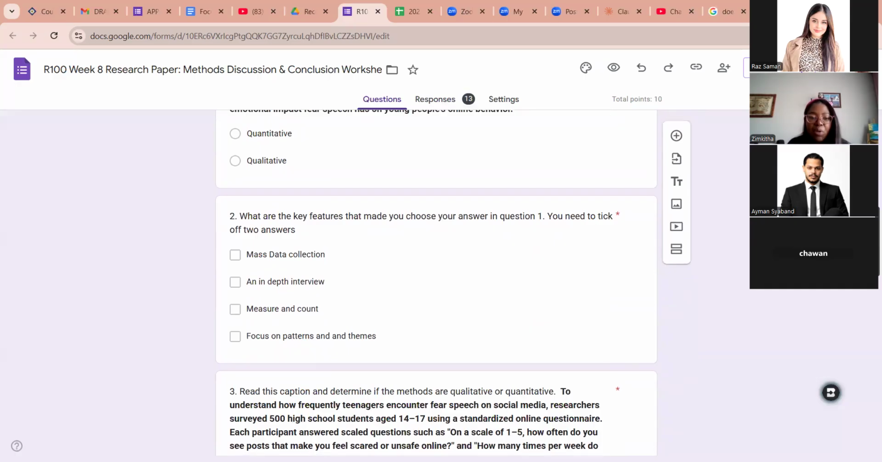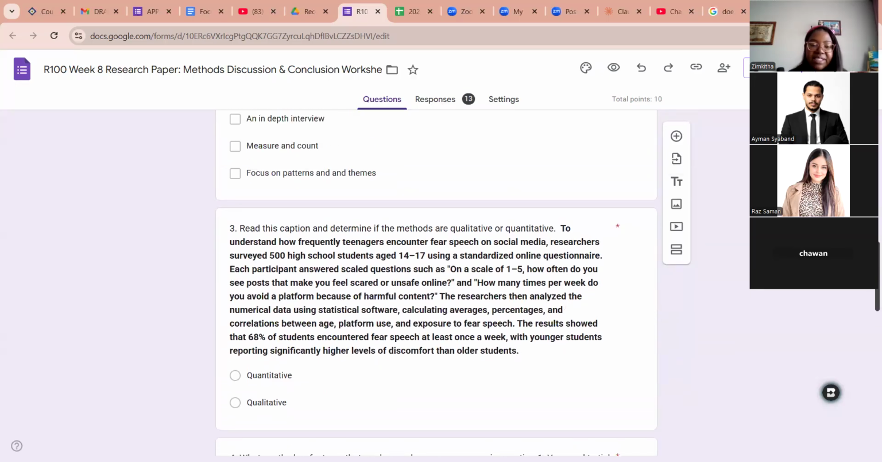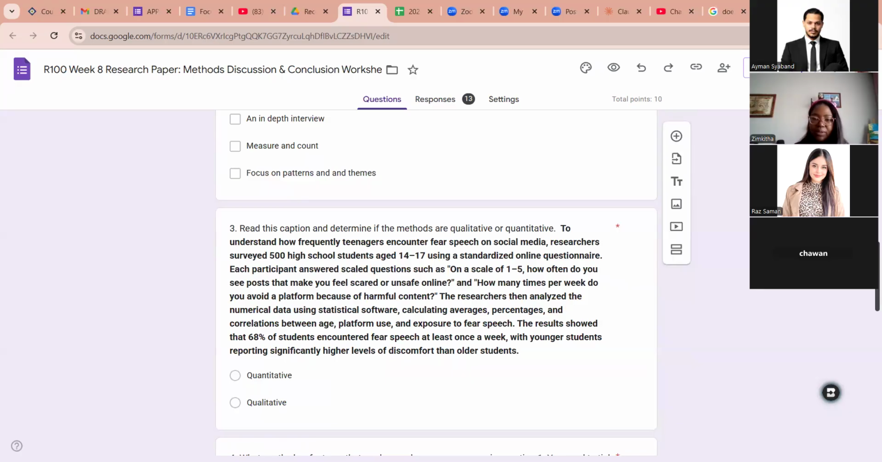Okay. Number two, what are the features that made you choose your answer in question one? So it's going back to the first one. What are the key features of what made you choose the answer for the first question? Amen. The first one is an in-depth interview, and the second one is focus on patterns and themes. Yes, correct. Okay. The next one, I'm going to give you about a minute to read it. Read this caption and determine if it's qualitative or quantitative, and tell me what are the characteristics that you're looking for.